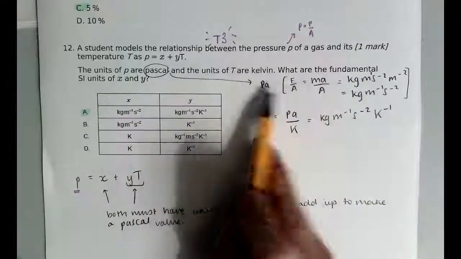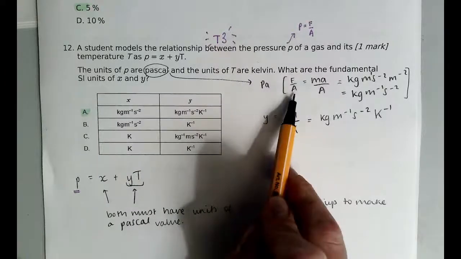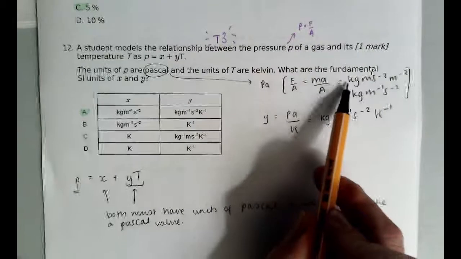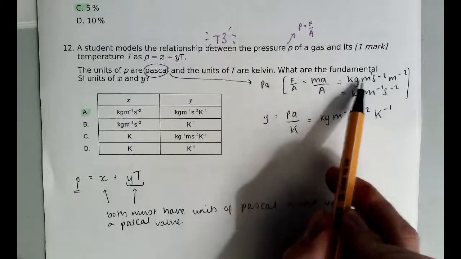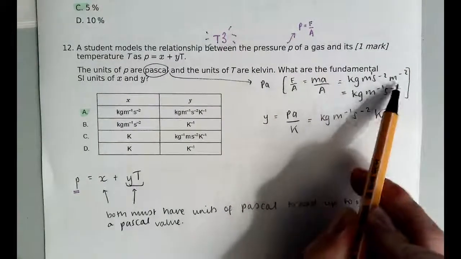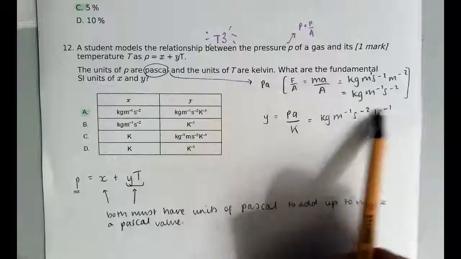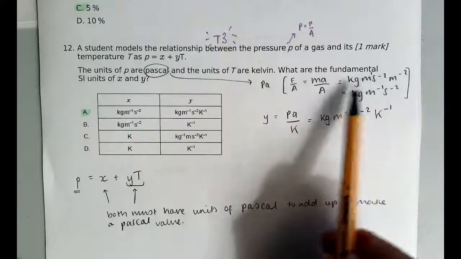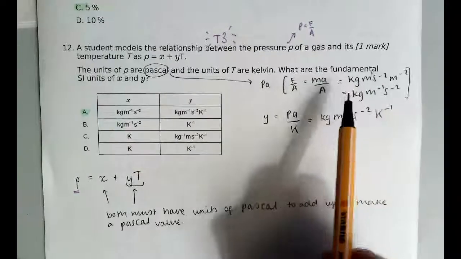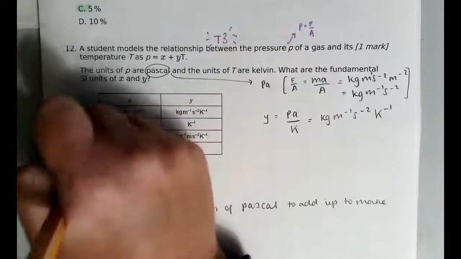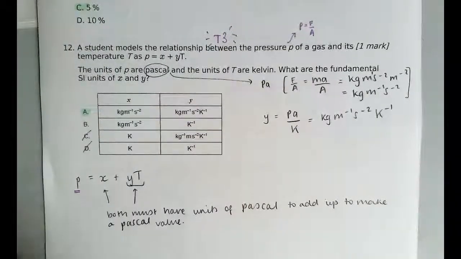I know that a Pascal is force over area. Force is mass times acceleration, divided by area. Mass, kilograms. Acceleration, meters per second squared, divided by meters squared for area. So I know then that a Pascal is this in base units, so therefore X must also have those. So we can get rid of C and D, process of elimination.